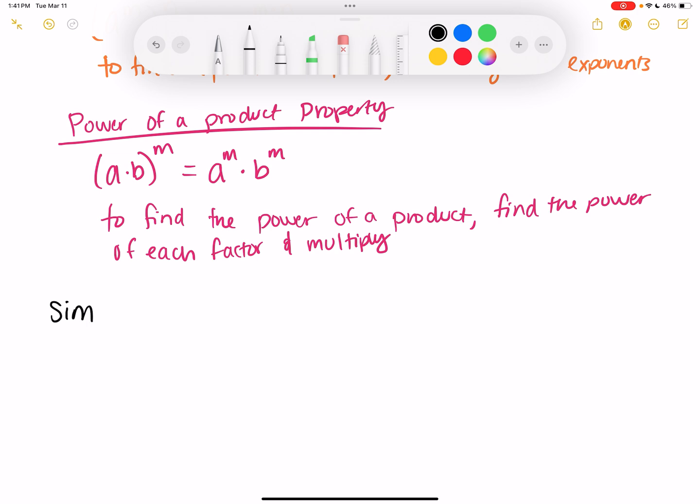So I'm going to write this in the thing here. So simplify, write answers using exponents, so that we know the difference in what we're doing.